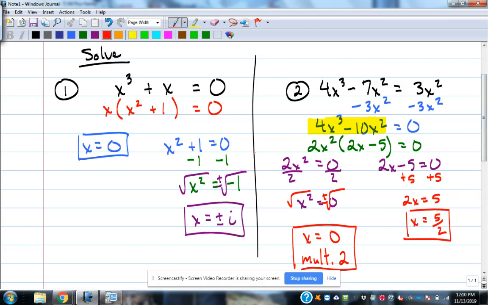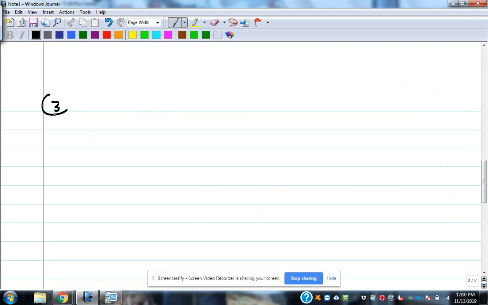Indeed, cumulative is a good way to describe all the math stuff. Let's do number 3. x to the 4th power minus 64 is equal to 0.